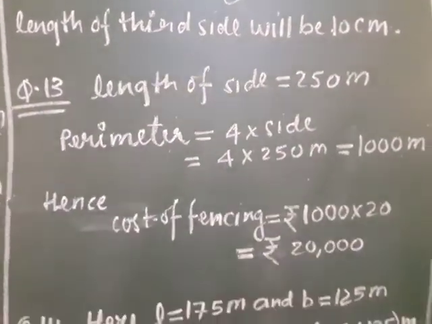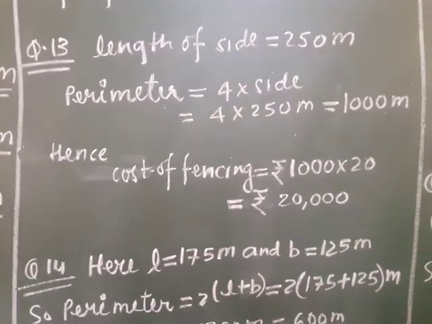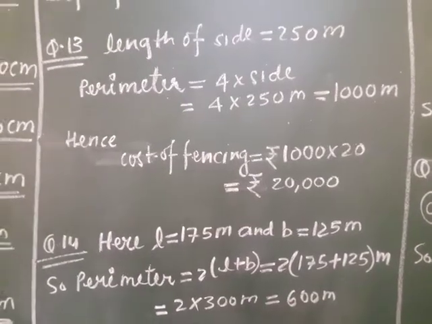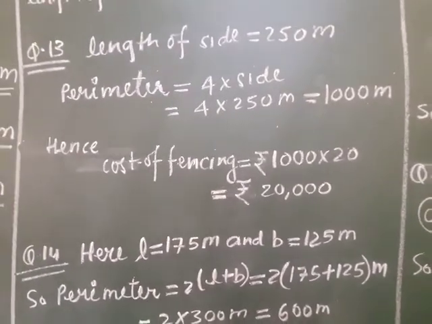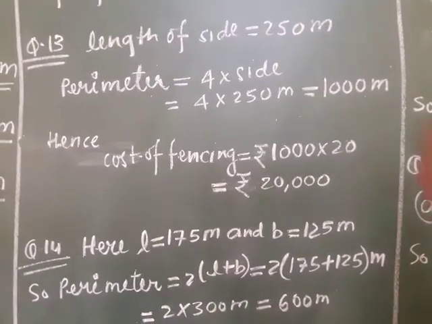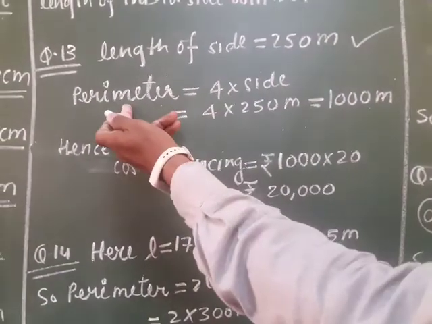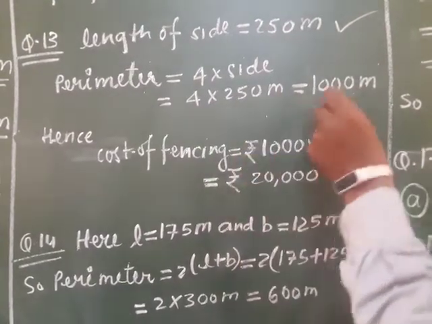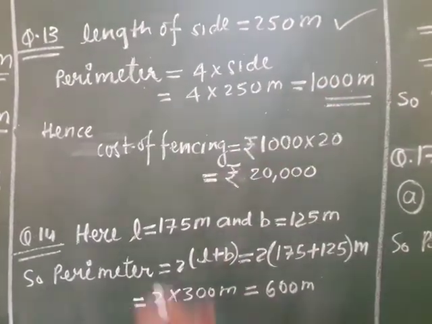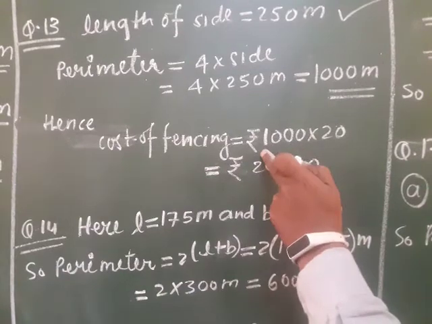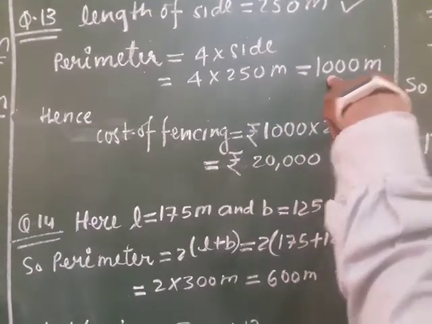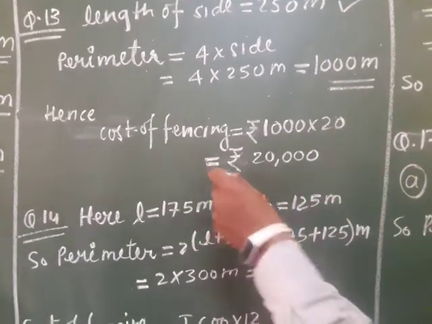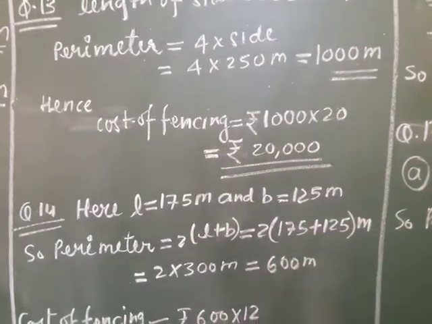Now going to question number 13. Find the cost of fencing a square park of side 250 meter at the rate of rupees 20 per meter. So the length of the side is given as 250 meter. As we know, the perimeter of a square is equal to 4 into side. So 4 into 250 meter, that means 1000 meter. Hence the cost of fencing will be 1000 meter multiplied by the rate of 20 rupees. So 1000 multiplied by 20, the answer will be rupees 20,000.